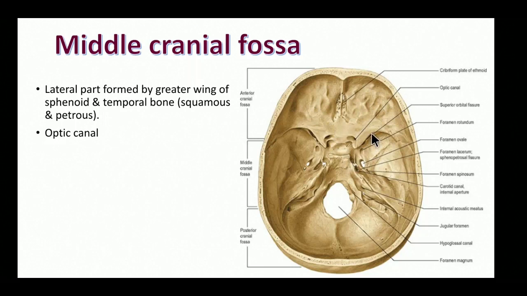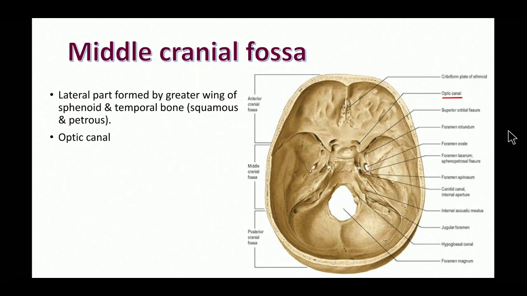Then the other foramina which you come across on the floor of the middle cranial fossa, from anterior to posterior, are situated in a crescentic fashion. Mainly the foramen rotundum you are able to see here. The foramen rotundum transmits the maxillary nerve.